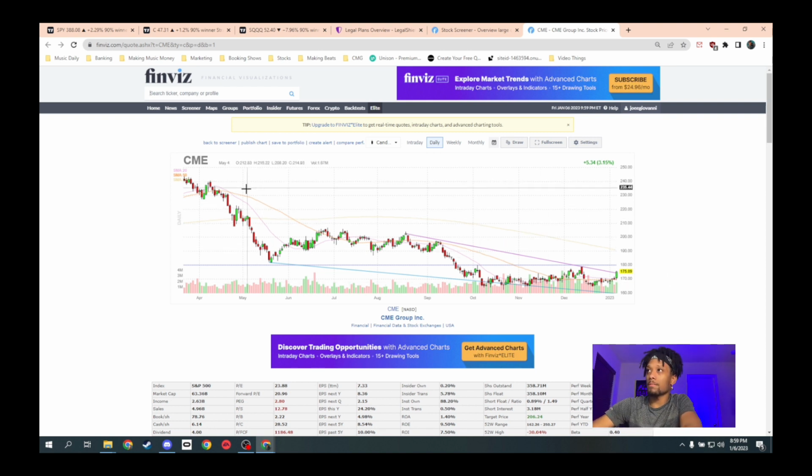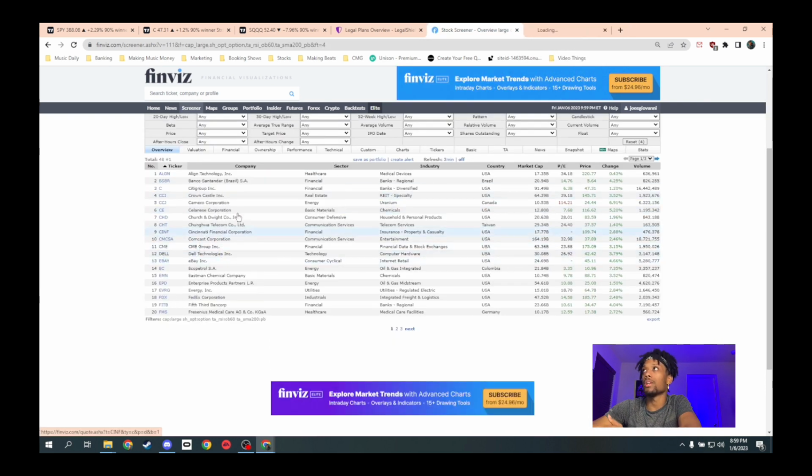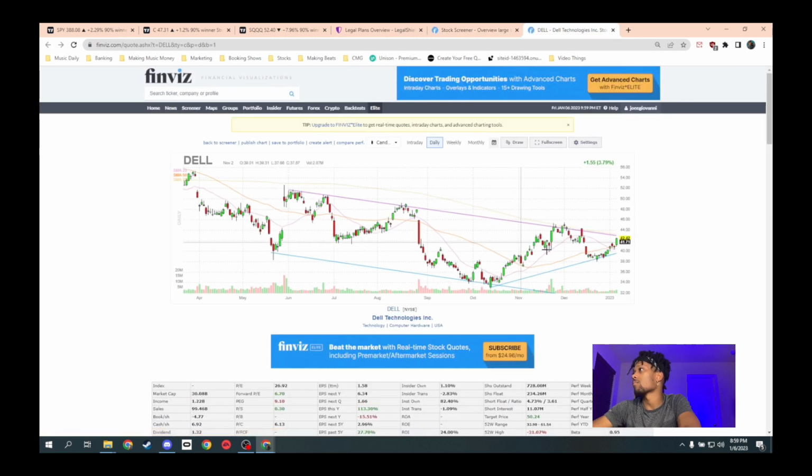When I'm looking, I want it to be a little closer to the 200 moving average, because those are normally the safer plays, especially when you're doing swings. Dell, we all know who Dell is. There we go. Dell is close to your 200 moving average. And what you want to do, you want to just keep a note.